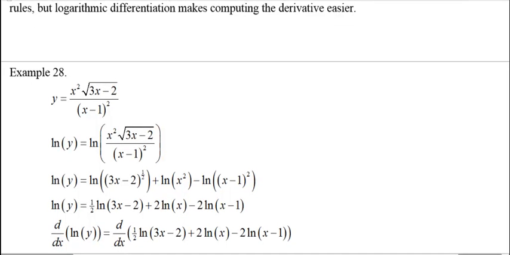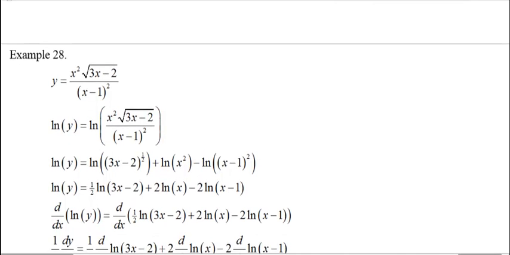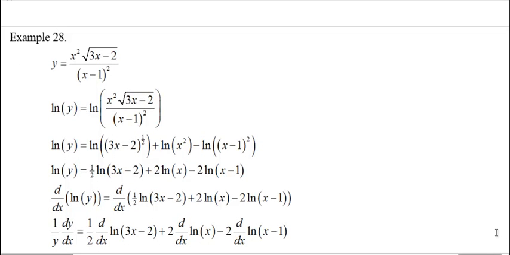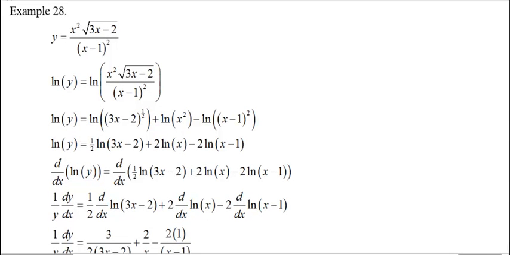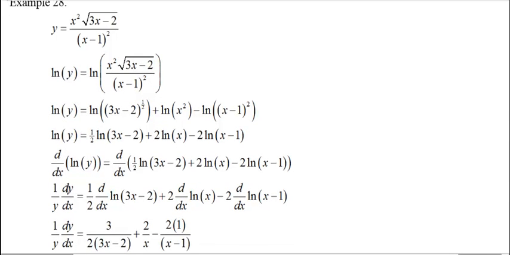Now we want to take the derivative of both sides with respect to x. On the left, the derivative of natural log of y is 1 over y times the derivative of y. Now on the right, we break that into a sum of different derivatives, and I'm going to use the constant multiple rule to bring the constants out front as well. So the derivative of this first part is 1/2 times the derivative of log of 3x minus 2. Then I've got the derivative of the second part, which is 2 times the derivative of log x, and the last part is -2 times the derivative of log of x minus 1.